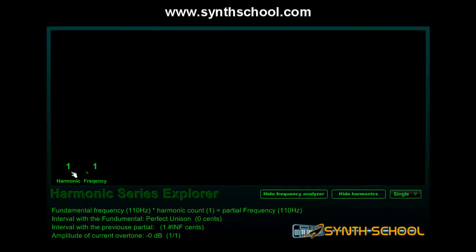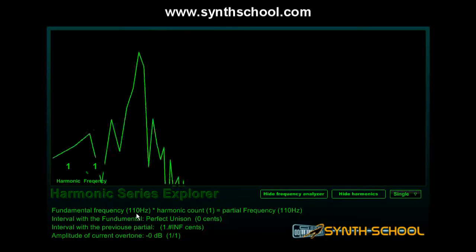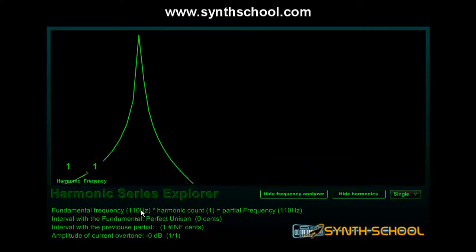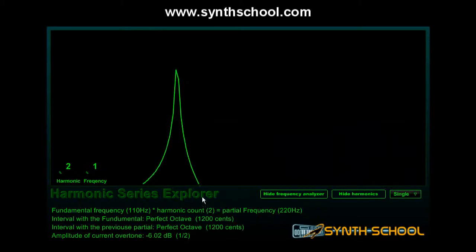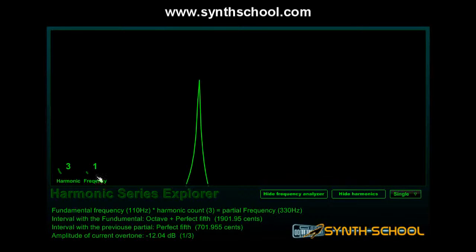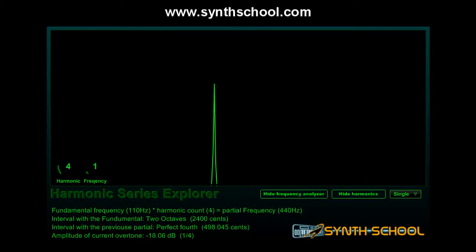Let's take for example the note A, 110 Hz. It has a fundamental frequency of 110 Hz, and its first harmonic is its fundamental frequency, 110 Hz. Its second harmonic would be the frequency times 2, which means 220 Hz. The third one will be 330 Hz, then times 4, times 5, and so on.